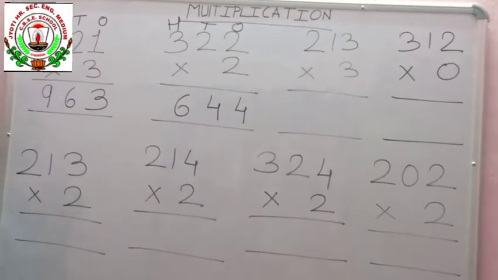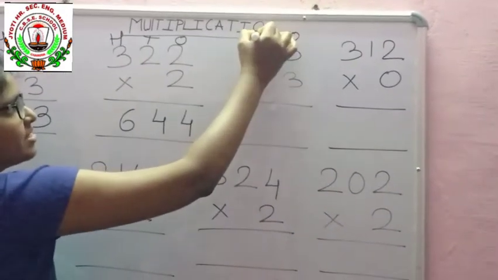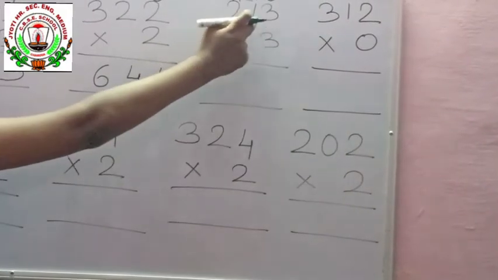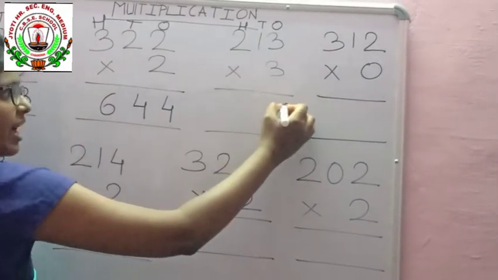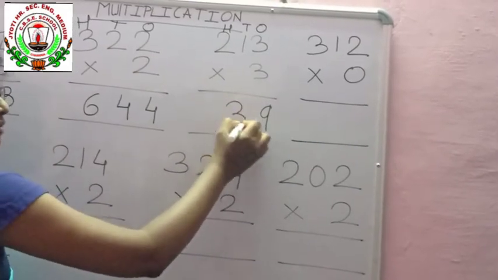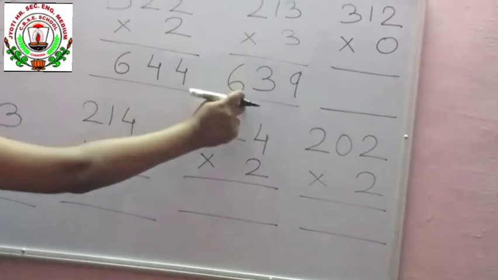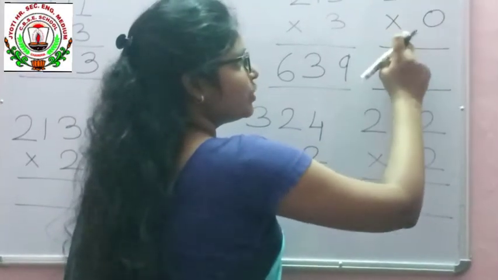Another one. Again this is ones, tens and hundred. Firstly we have to multiply with the ones digit, then the tens digit, then the hundred digit. So 3 threes are 9, we write in the ones place. 3 ones are 3, we write in the tens place. 3 twos are 6, we write in the hundred place. So 213 into 3, the answer is 639.